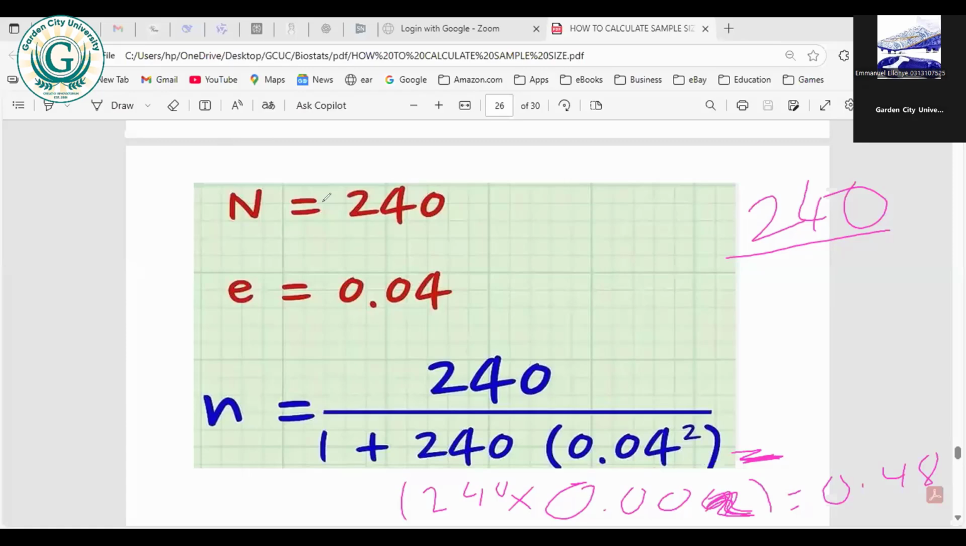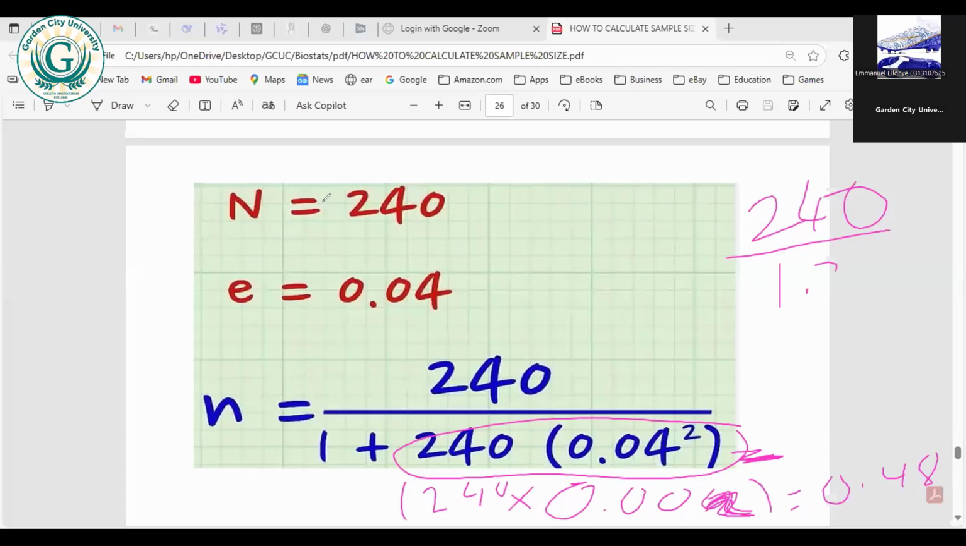Okay, thank you. So it means that everything here is giving us 0.384. Okay, so 0.384 plus 1 give us what? 1.384. So now divide and let's see what you get.